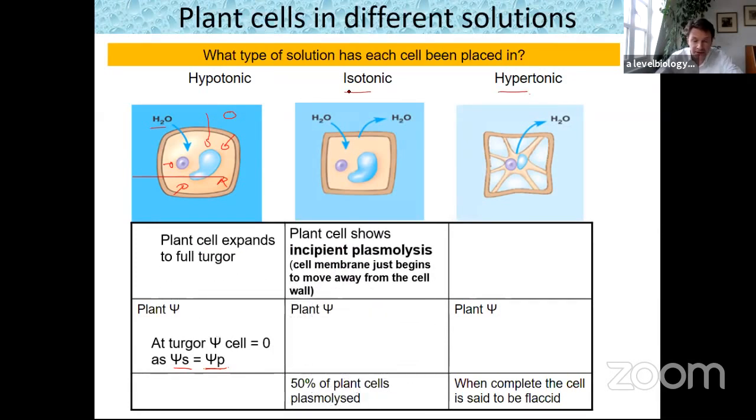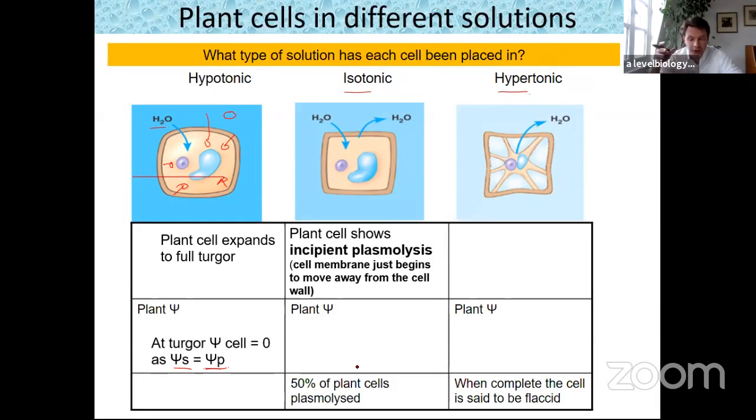Now, the plant cell, when it's in an isotonic solution, will show incipient plasmolysis, which is where 50% of the plant cells in a field of view are plasmolysed and 50% are not. Now, this is quite a difficult concept for many people to get their heads around. And the point here is that plant cells will vary. So the water potential of the cytoplasms of the plant cells will be different. They will differ by a small amount.